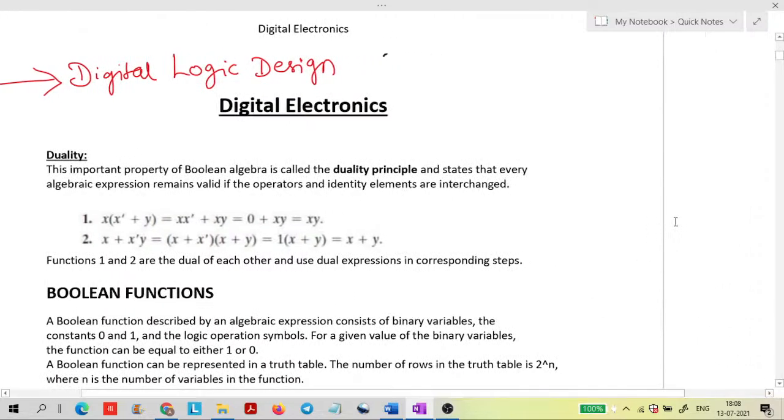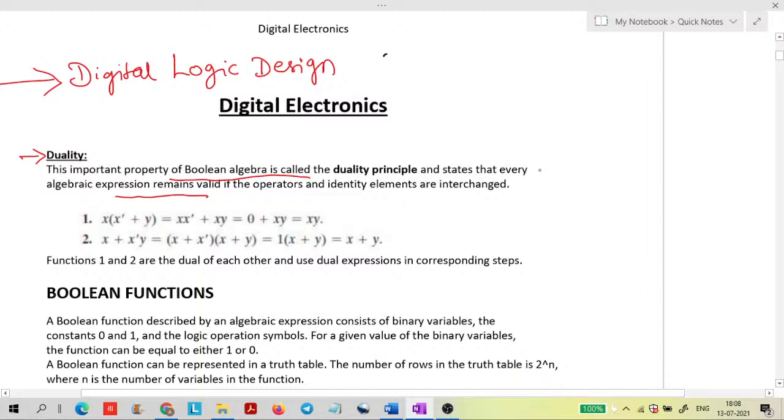So here is the part of the space I use to write the content. Okay, so the duality property in digital electronics. The duality is an important property in Boolean algebra. That is called the duality principle, which states that every algebraic expression remains valid if its operators and identity elements are interchanged. Okay, so the duality property.